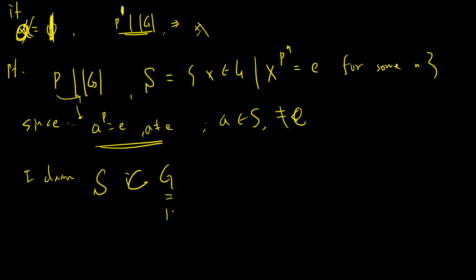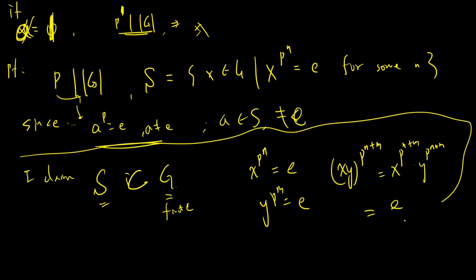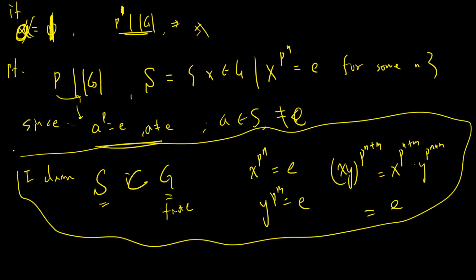G is finite, so I only check that S is closed. Let's say X to the P to the N is identity and Y to the P to the M is identity. Then (XY) to the P to the N plus M is X to the P to the N plus M times Y to the P to the N plus M, which is identity. This proves that S is a subgroup. For the inverse, you can check by yourself. Because G is finite, to check that S is a subgroup, you only need to prove closure.